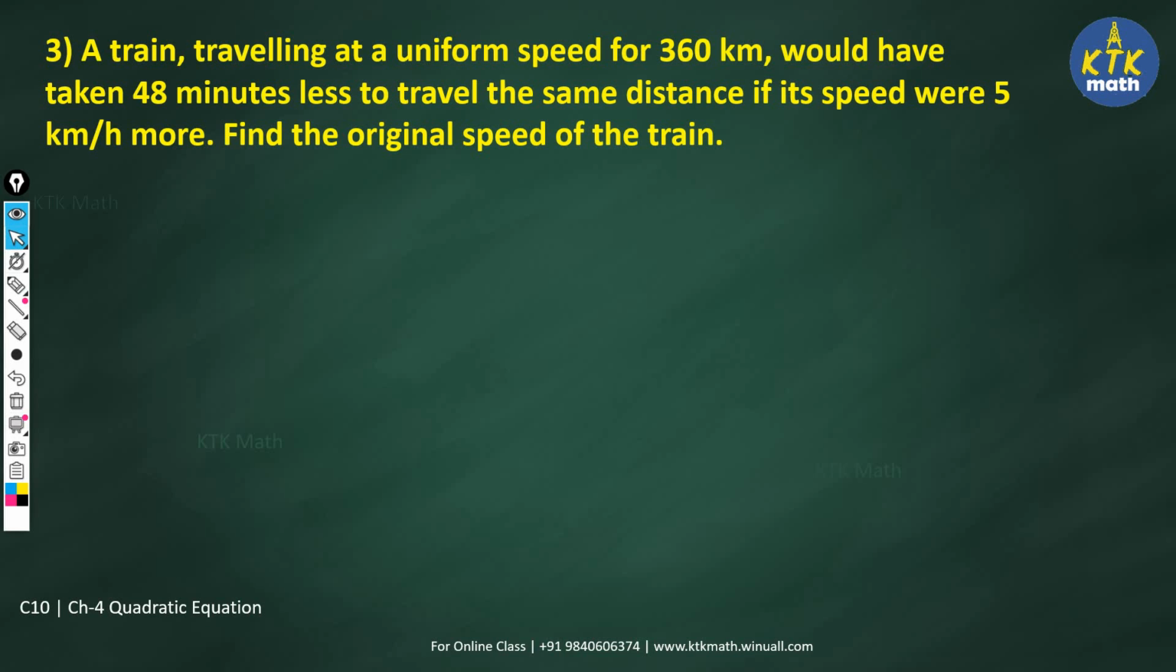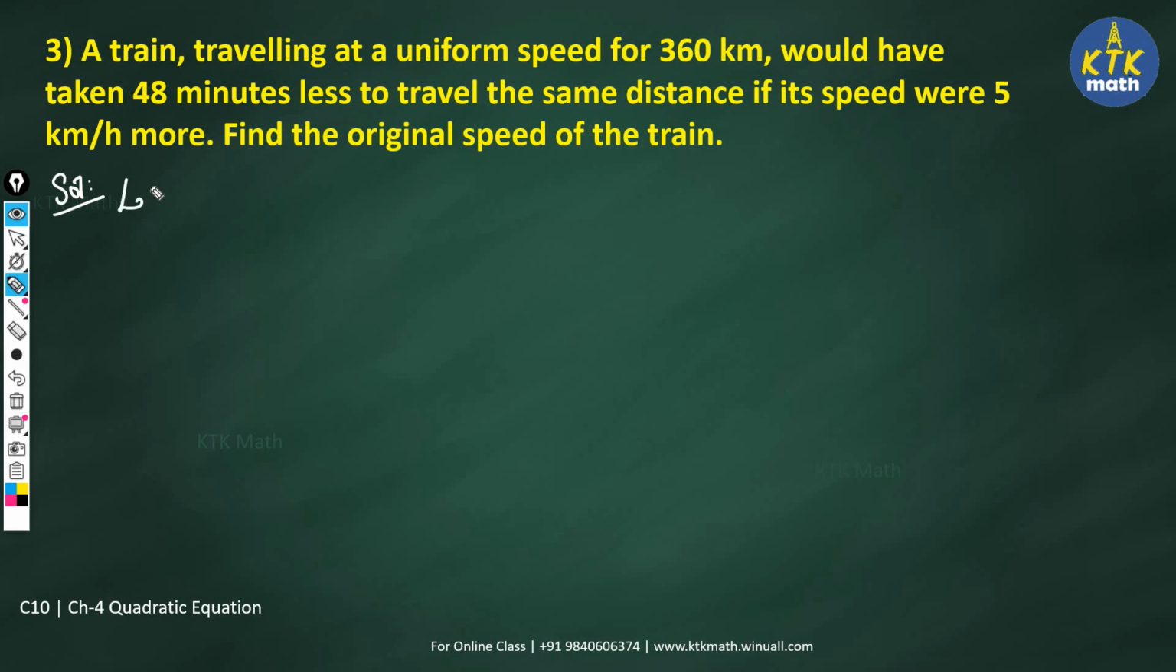Now check out here. A train traveling at a uniform speed for 360 km would have taken 48 minutes less to travel the same distance if it were 5 km per hour more. That is, if they are increasing the speed by an extra 5 km, then the time saved will be 48 minutes. This is what they are giving, and asking us to identify the original, actual speed of the train.